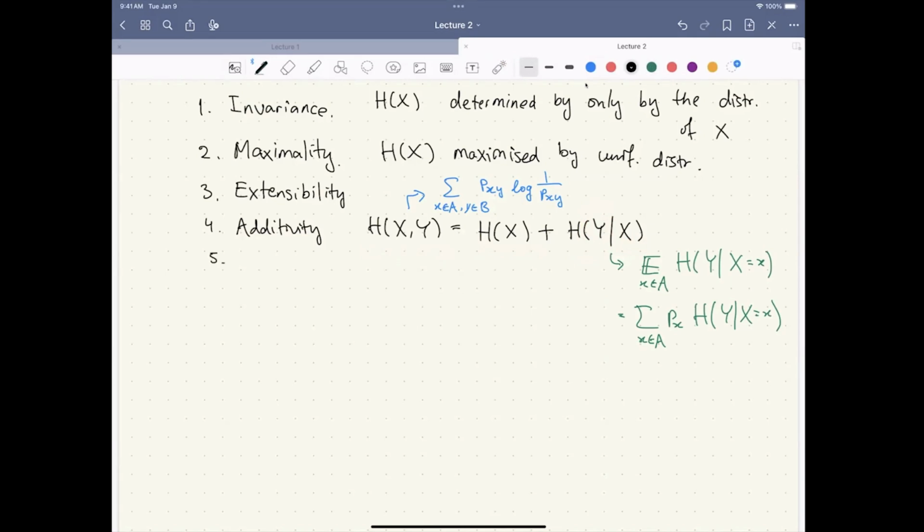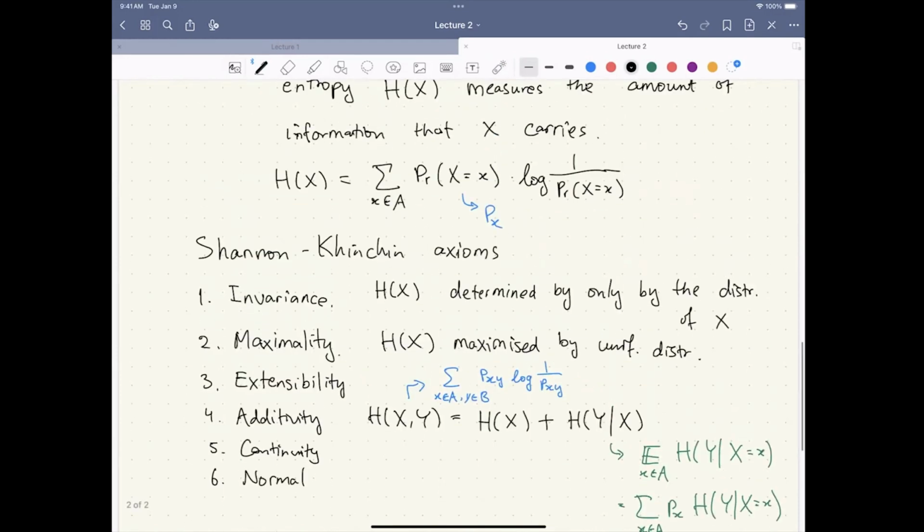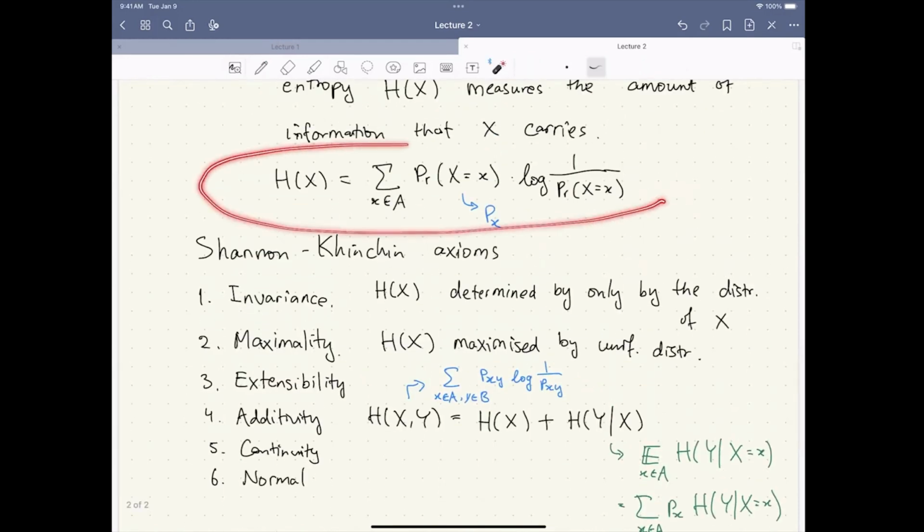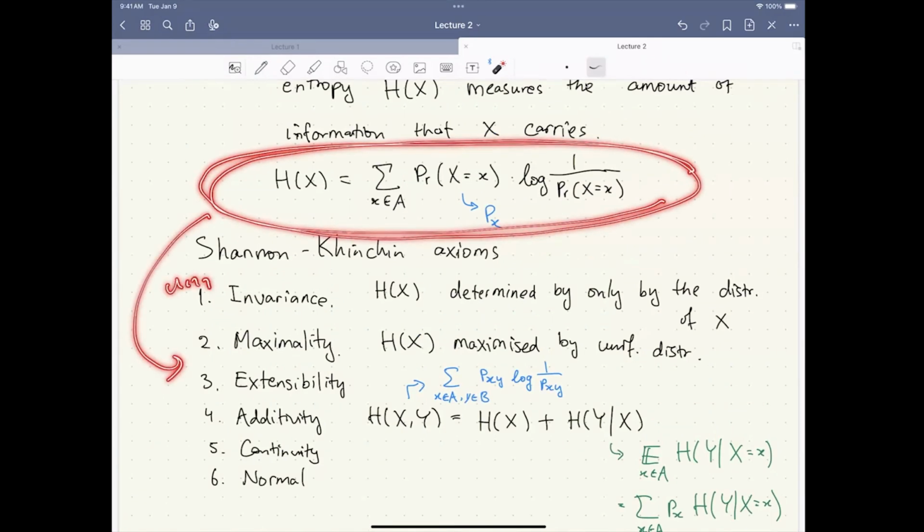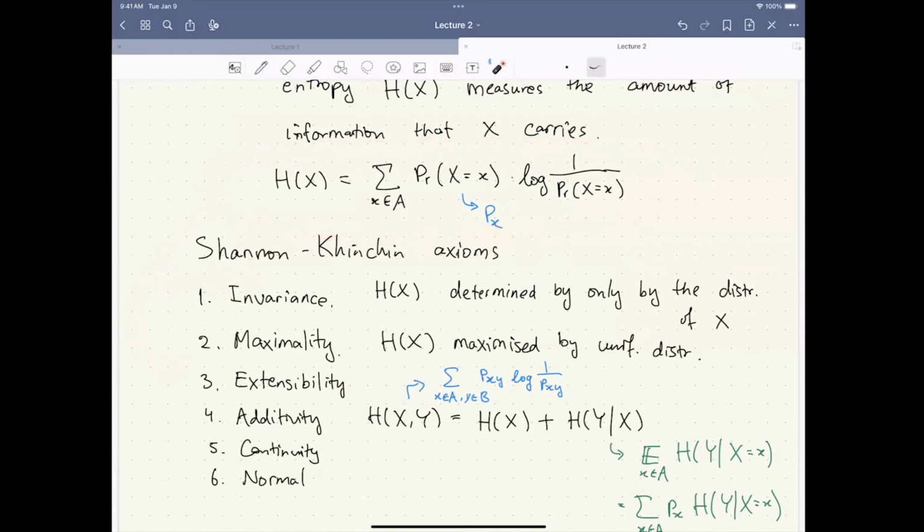The rest two are just for technical reasons. Continuity says that the entropy depends continuously on the atom probabilities of X. And the last one, normalization, so that using this set of axioms, with the right normalization, you will uniquely determine that this choice of entropy is the unique one satisfying this set of 6 axioms.